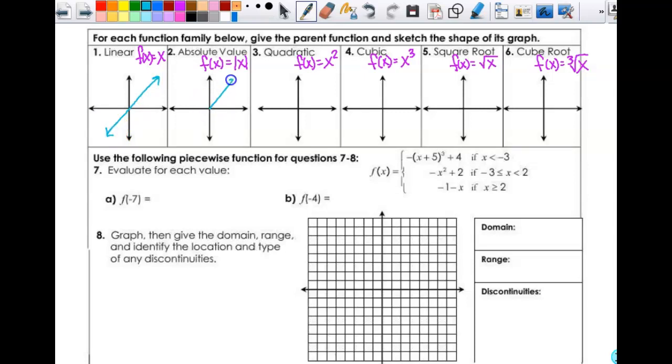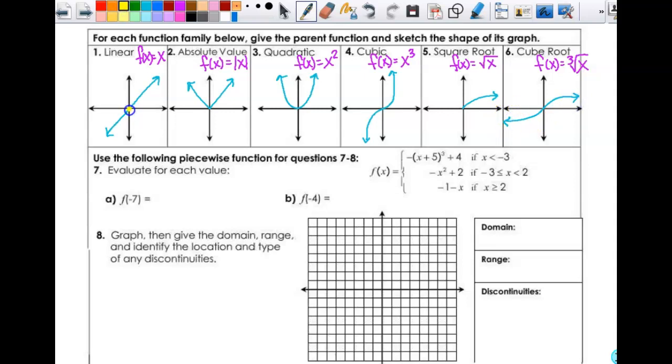Absolute value looks like this. Quadratic, cubic, square root, cube root. Okay. Anchor points for these.